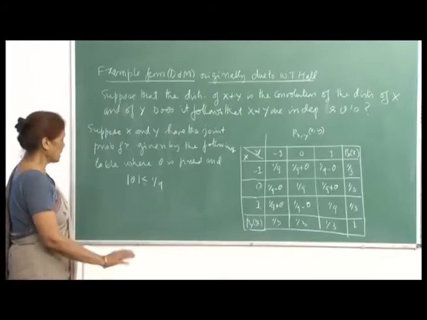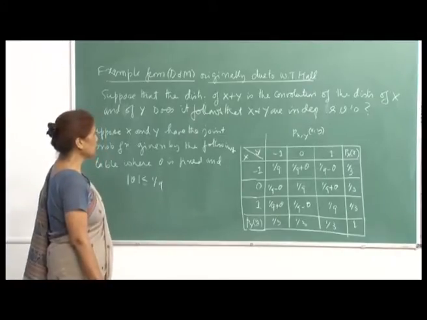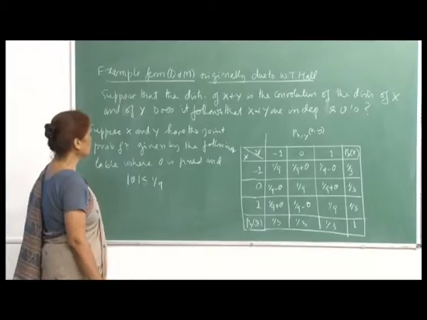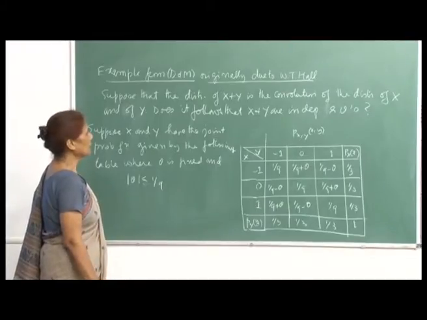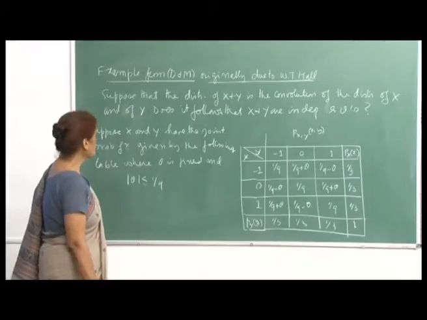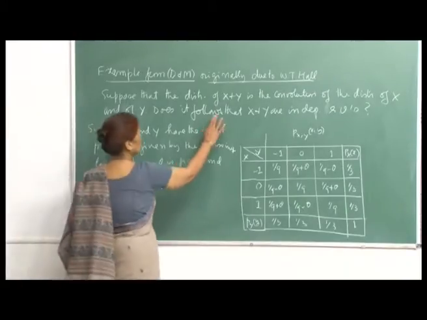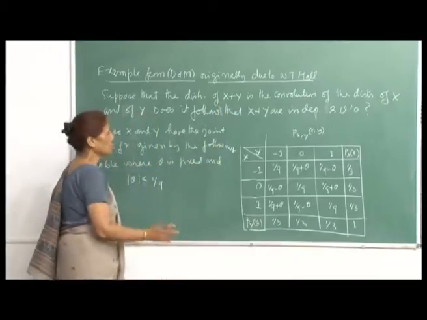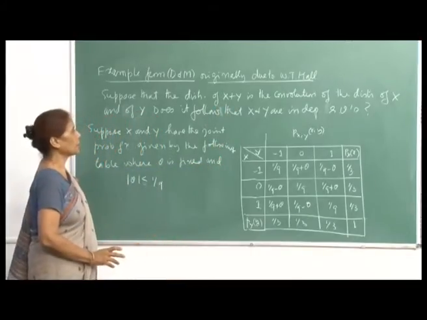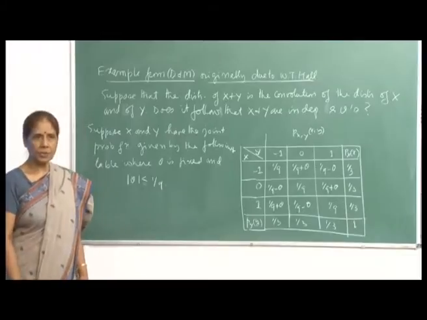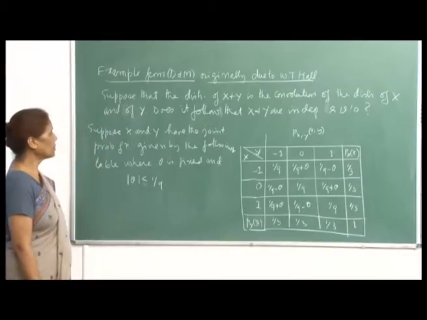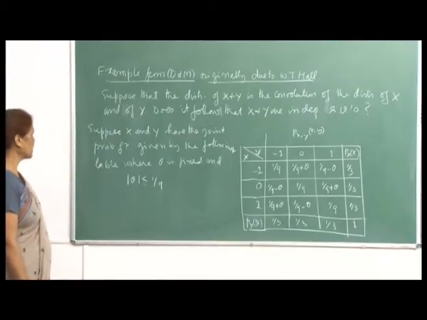As I said, we try to answer the question: if the distribution of x plus y is the convolution of the distribution of x and of y, does it follow that x and y are independent random variables? We want to answer this question, because we have defined the convolution for independent random variables.